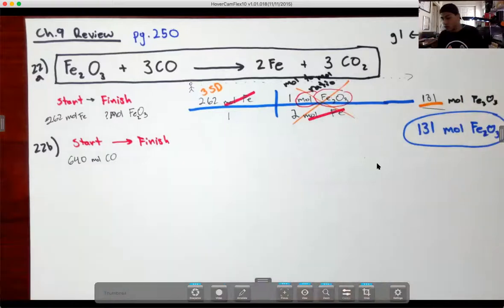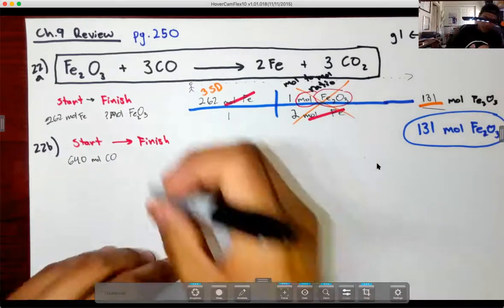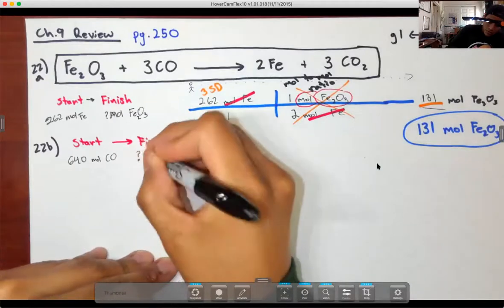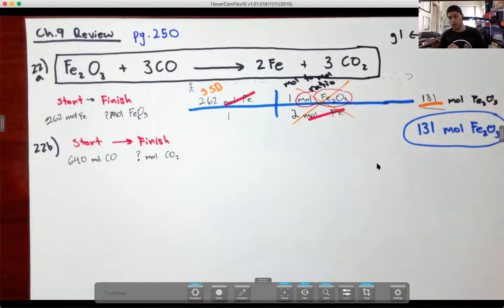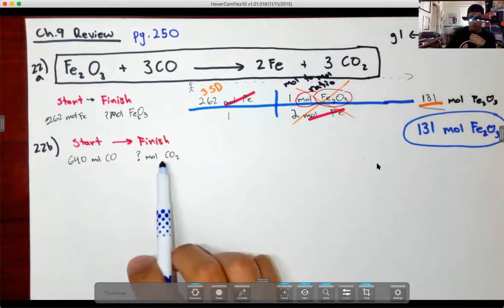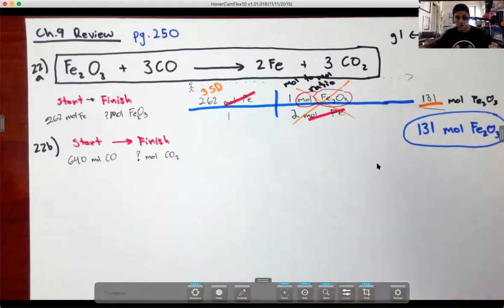What are we finishing with? Moles of CO2, exactly. And do we know how many moles of CO2 yet? No, we don't. That's what we're going to try to figure out. When we set up our bridge, we know we're going from moles to moles, so it's just going to be one column.